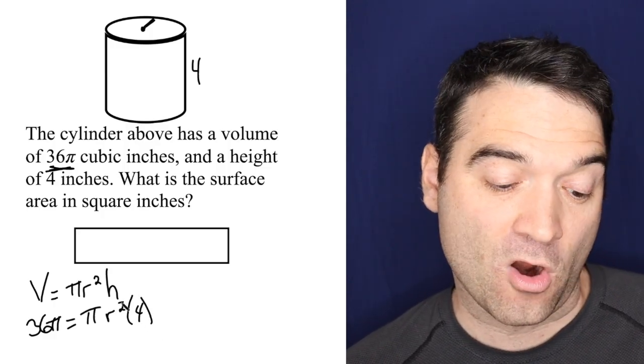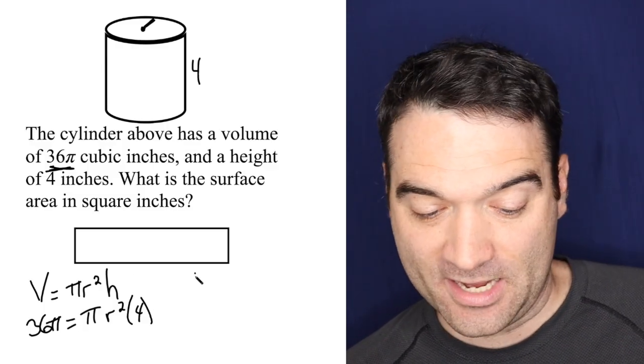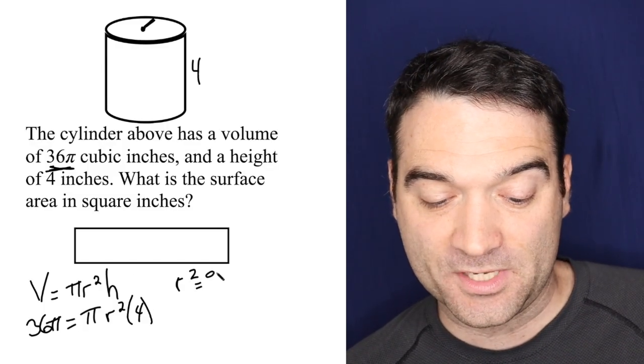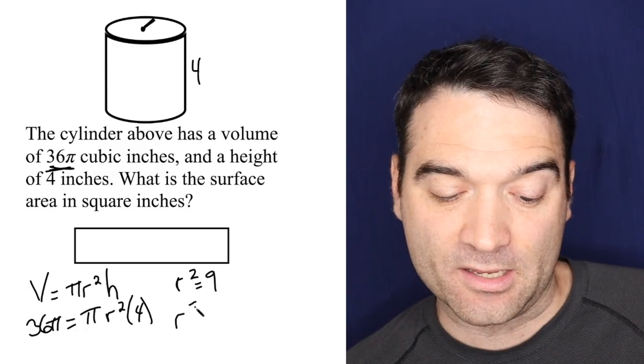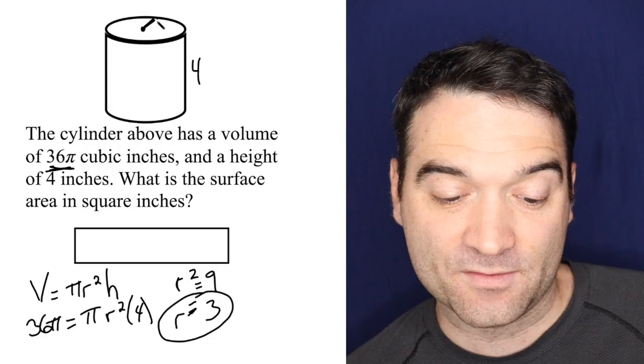And let's solve for r. We'll divide both sides by 4 and by pi. So what we get is r squared equals 9. So the radius is equal to 3, right? I know that the radius of this circle is equal to 3.